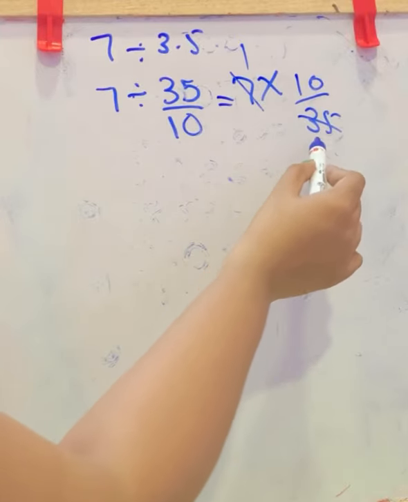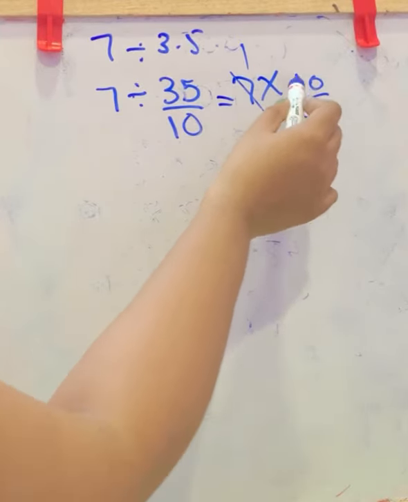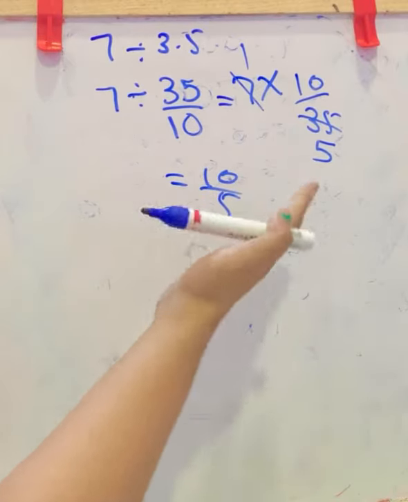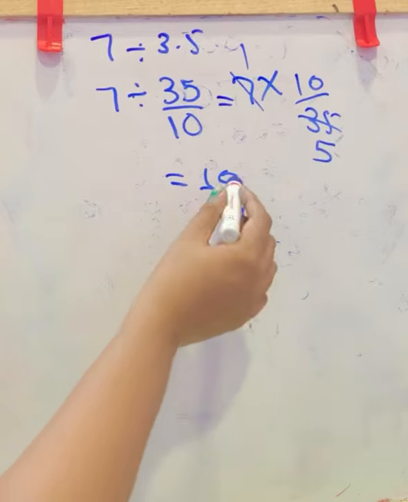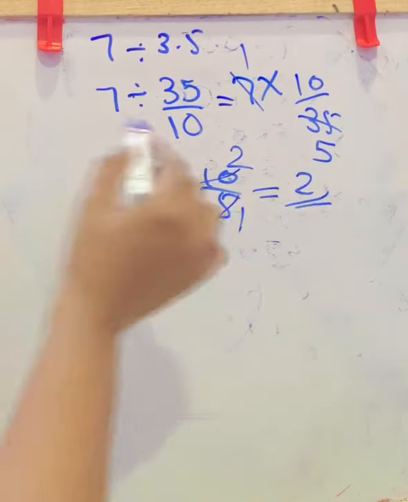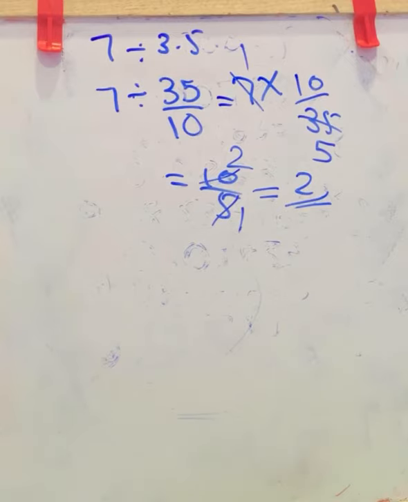Now here 7 ones are 7. Here in 35, 7 5s are 35. 10 division 5. 10 by 5. In 10 and 5, 5 is a common factor. 5 ones are 5. 5 2s are 10. Result is 2 by 1. That is 2 is the answer. This is the easiest method.